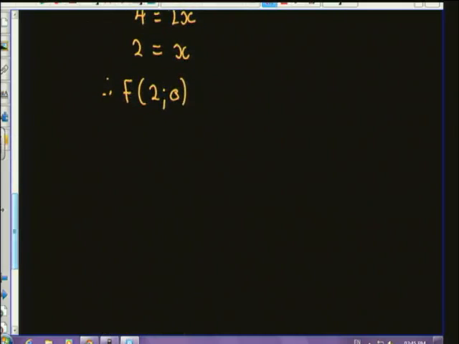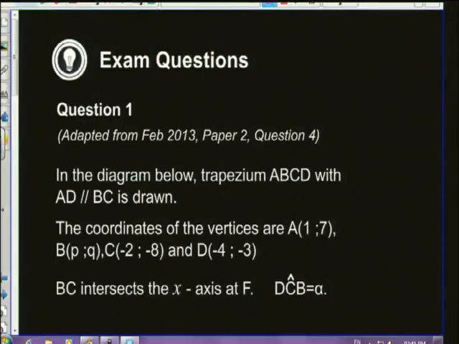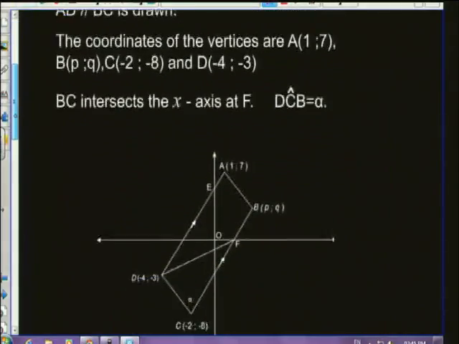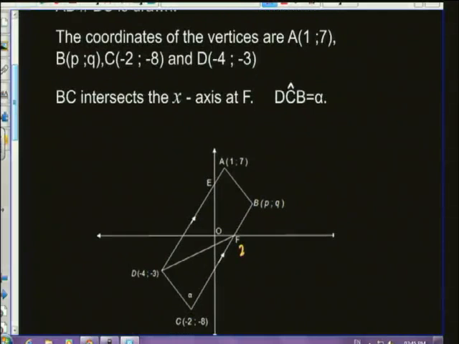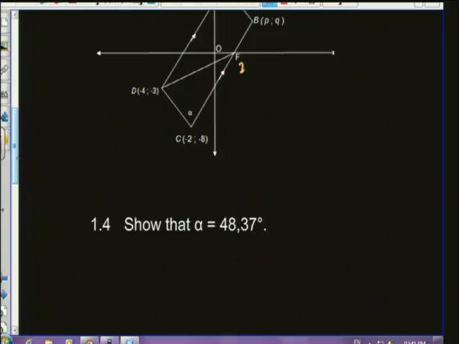Okay, let's move on to the next question. Let me just put a 2 there. It helps, once you've worked out answers, to write those things on your sketch, on your exam paper, because it's your exam paper, so you can scribble on it. That will help you work out the answers to the following questions. We now need to show that this angle here, this alpha, is equal to 48.37 degrees.